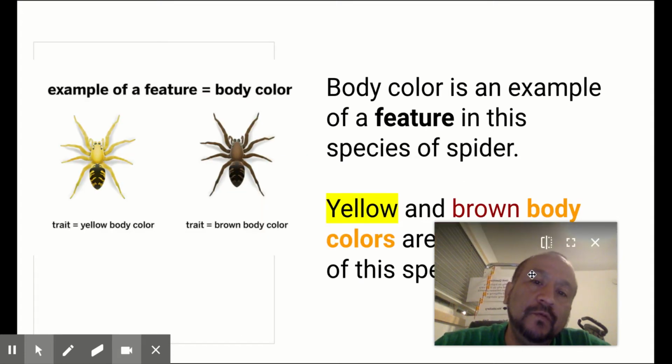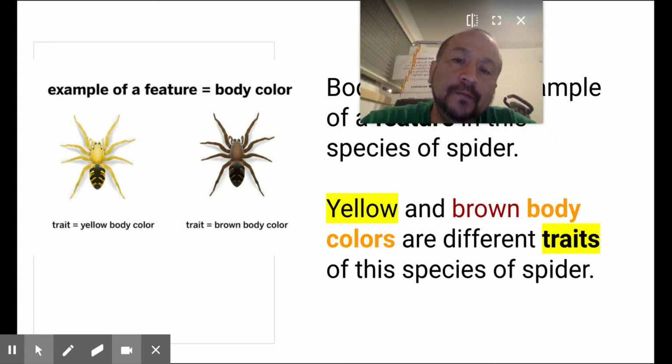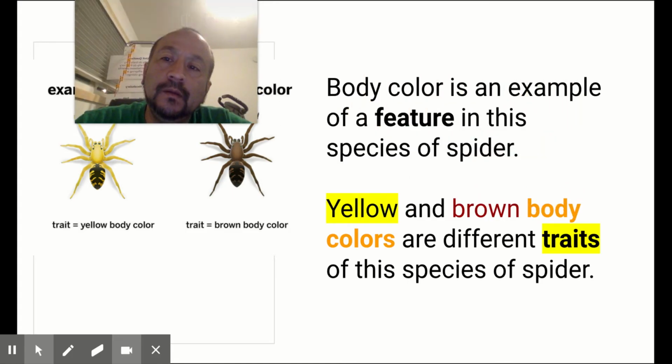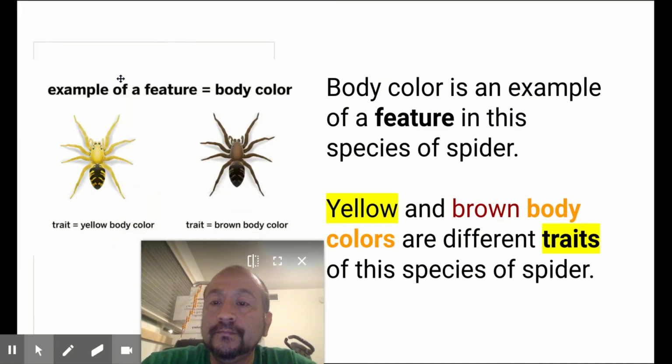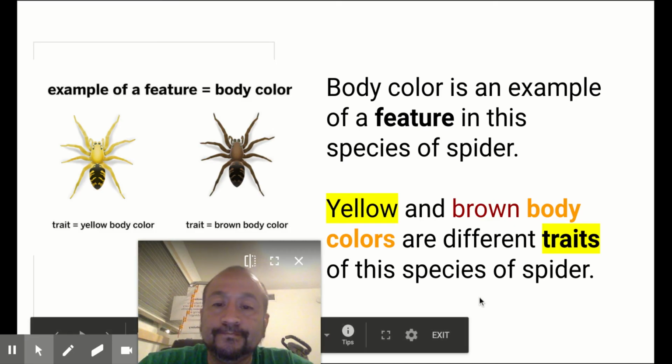Body color is an example of a feature in the species of spiders. So a body color trait would be a brown spider and a yellow spider. This is an example of a trait. The feature would be body color.